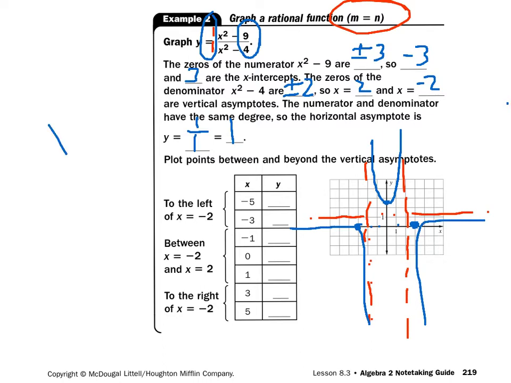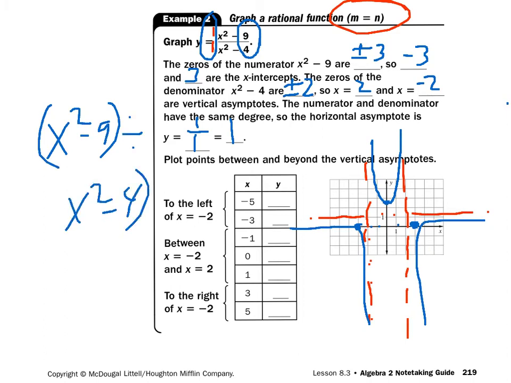Make sure if you put it on your calculator, though, you do x squared minus 9, and you put parentheses around it, divided by x squared minus 4, and you put parentheses around that. The parentheses in that situation become vitally important.